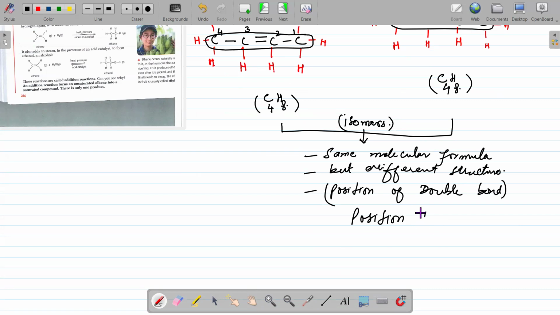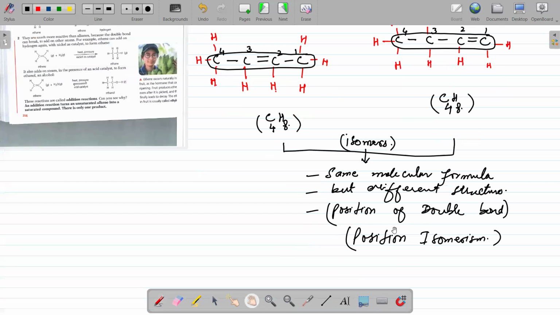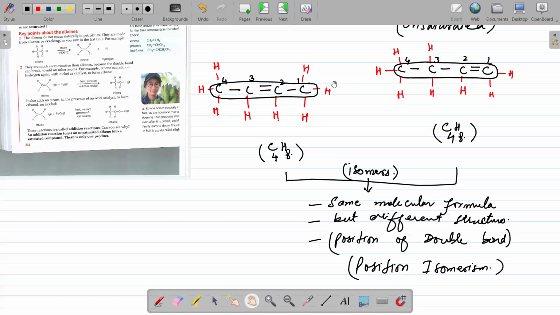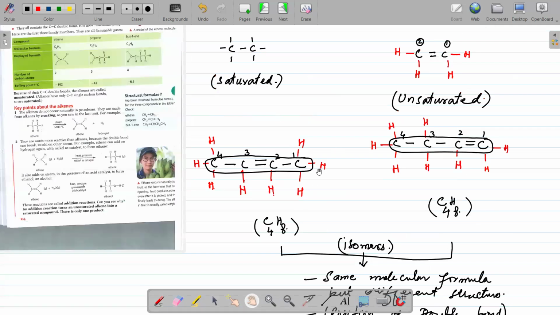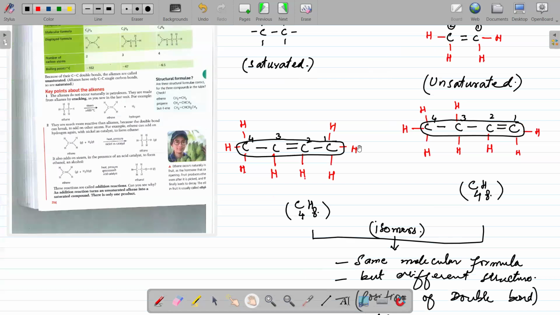We call it position isomerism. The isomerism which arises due to the difference in the position of the functional group. Remember, what is functional group? Functional group is a double bond or single bond or triple bond or atom or group of atom which gives a characteristic properties to the compounds. They are known as functional groups, right?